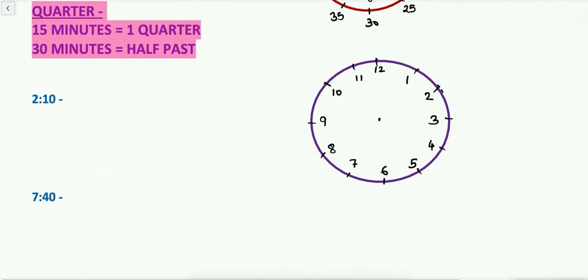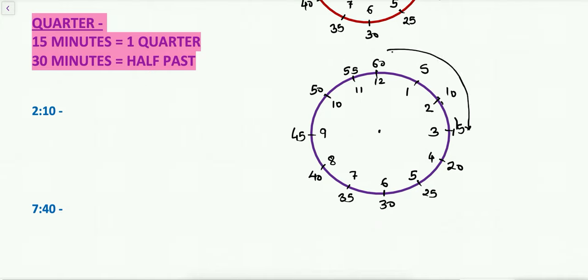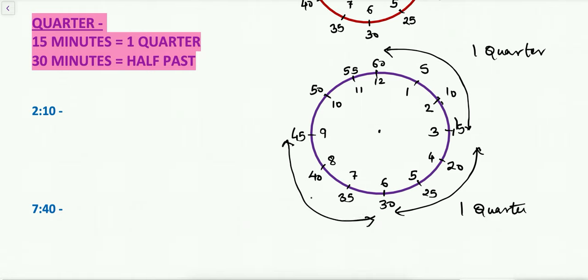Now we will see what a quarter is. One quarter means 15 minutes. So this is 5, 10, 15, 20, 25, 30, 35, 40, 45, 50, 55 and 60. 15 minutes is equal to 1 quarter. From 12 to 3 is 1 quarter. From 3 to 6 is again 1 quarter. From 6 to 9, that is 15 minutes, is again 1 quarter. And from 9 to 12 is 1 more quarter.